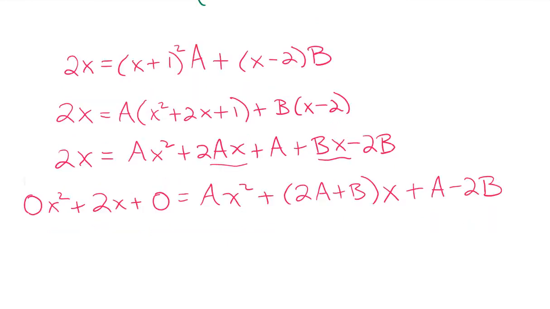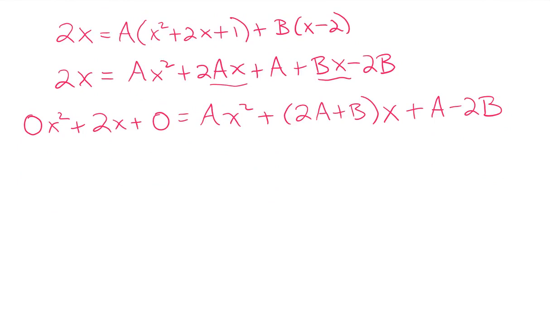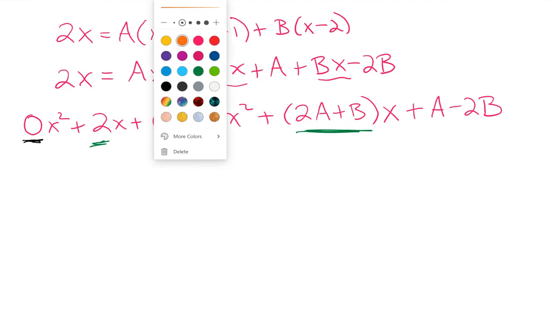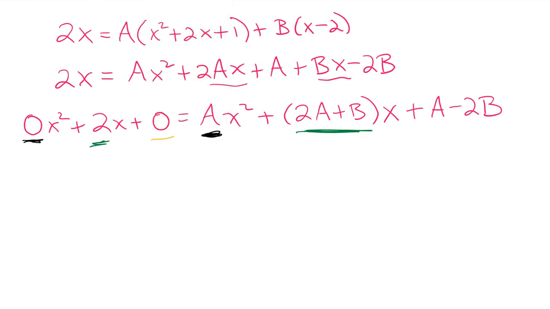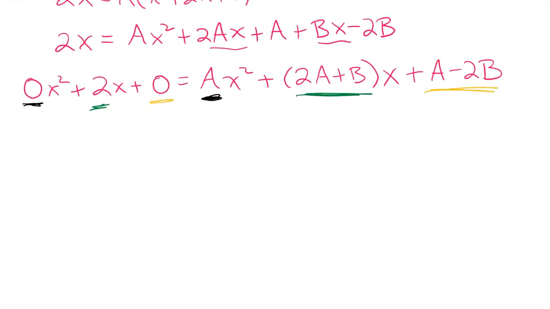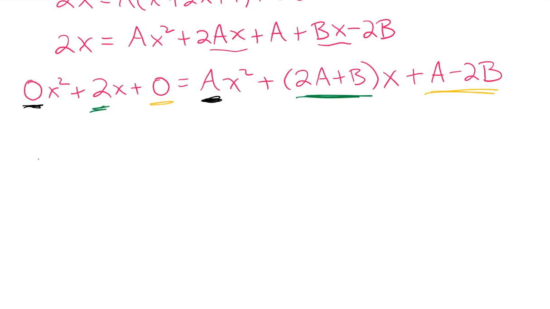Well, if these two sides are equal, then it would make sense that the coefficient of the x squared equaled the coefficient of the x squared, and that the coefficient of the x equaled the coefficient of the x, and that lastly the constants on the end equaled each other. So we would get a linear equation here, and we would say, okay, well, we know that our a is equal to 0, and that 2a plus b is equal to 2.